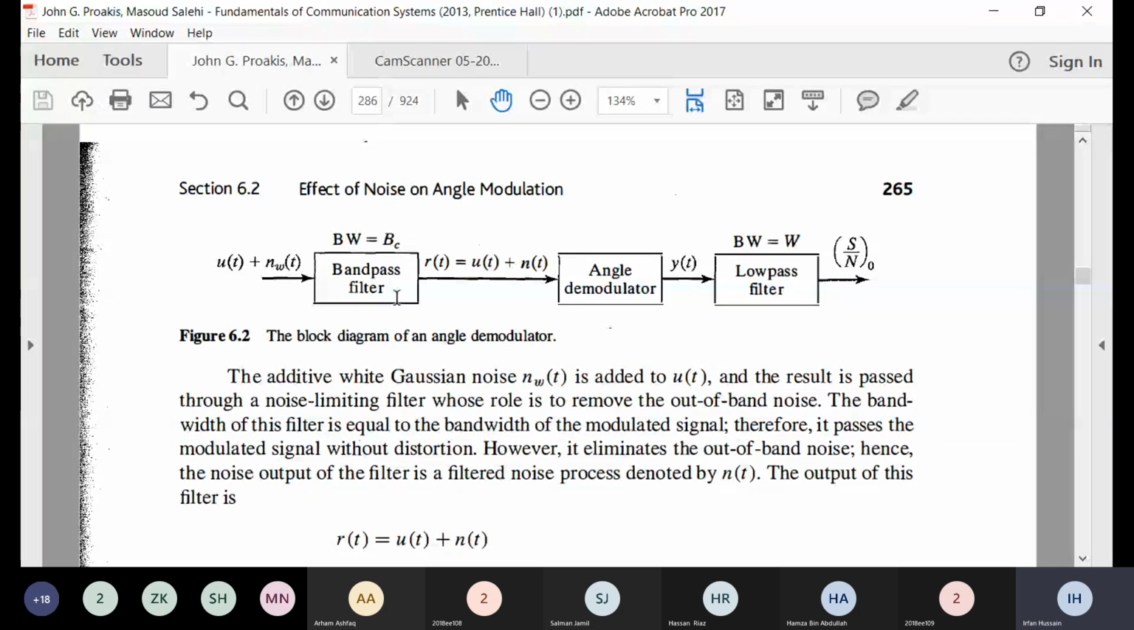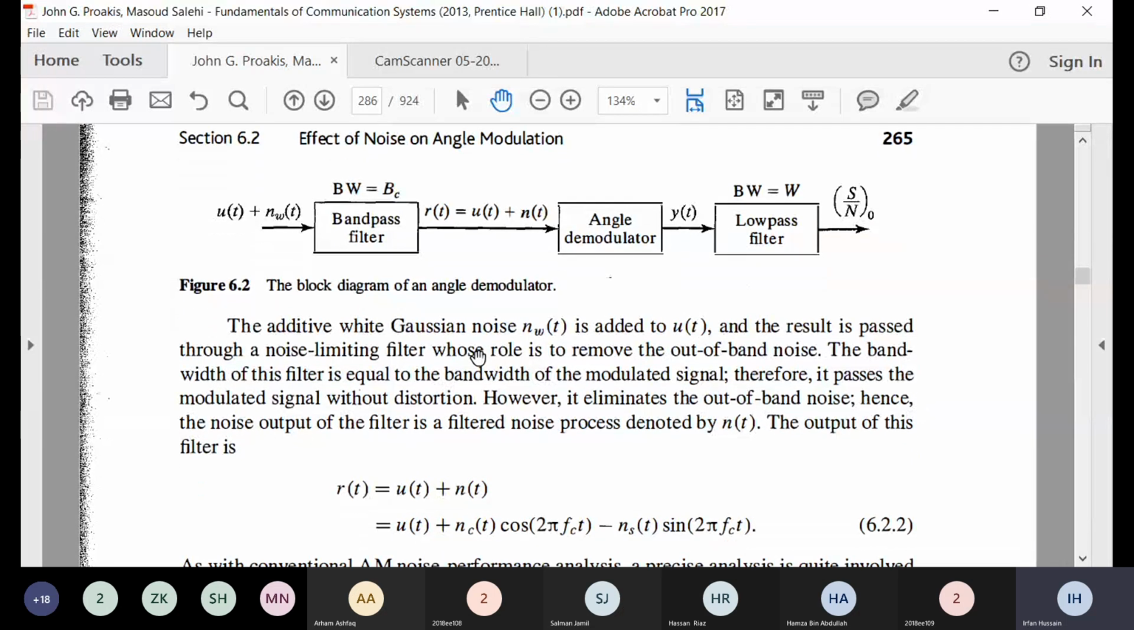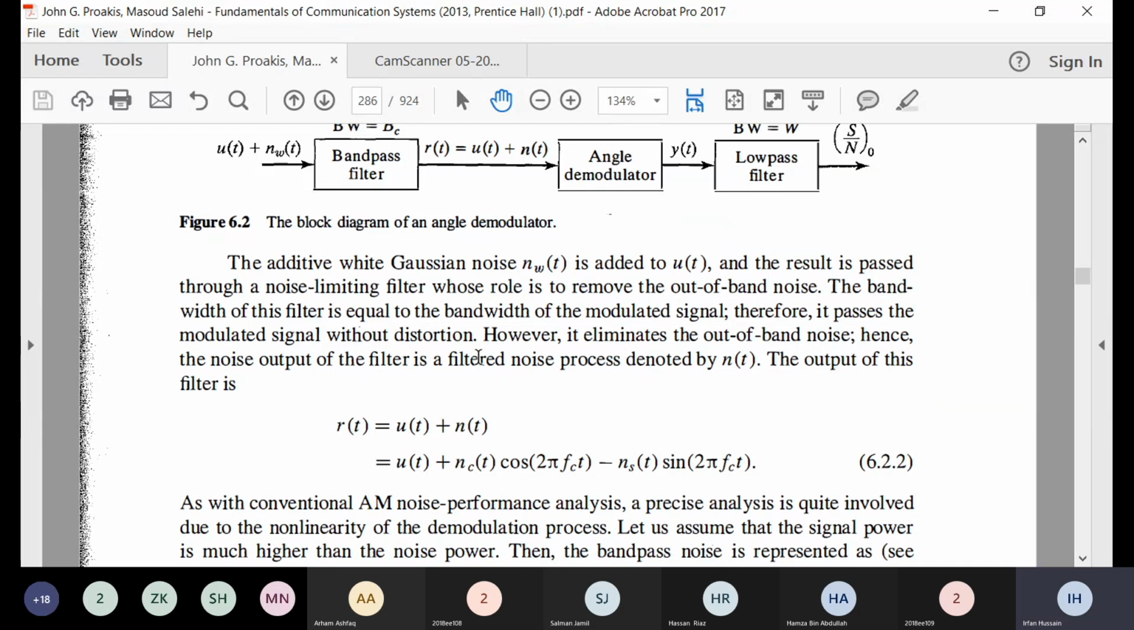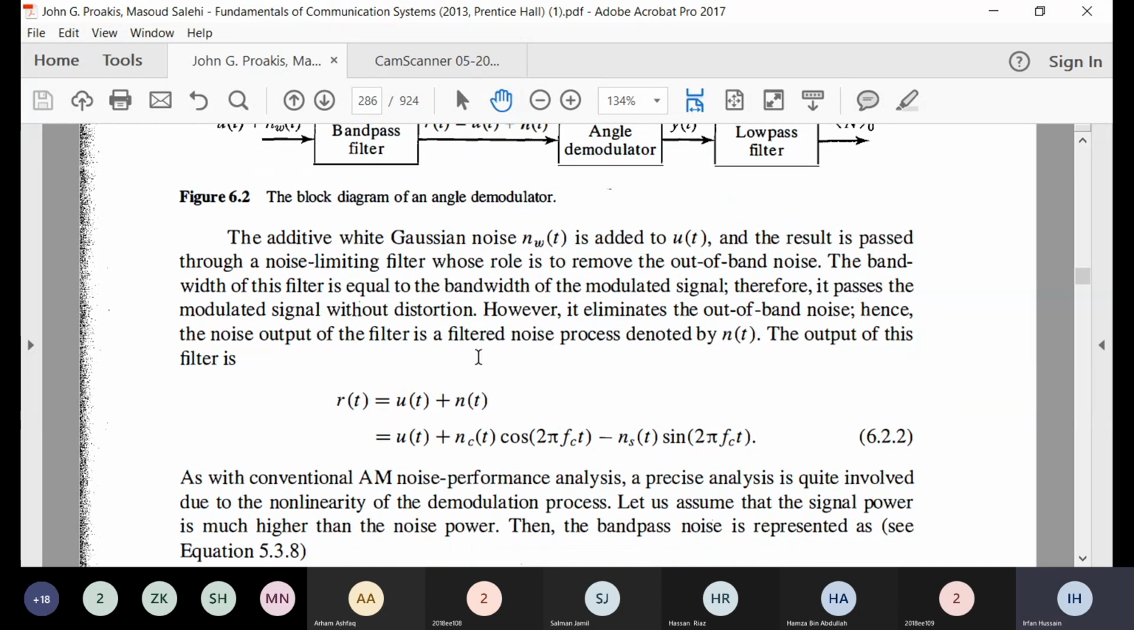But when you pass it through a band pass filter, it will only extend around fc, and roughly the bandwidth is given by Carson's rule. So the band pass filter will just give you the set of frequencies around your carrier frequency with the bandwidth roughly equivalent to the Carson's bandwidth. So it will eliminate the out of band noise. Hence the noise output of the filter is a filtered process. So what will be the output? The output will be the modulated signal plus the band pass noise.